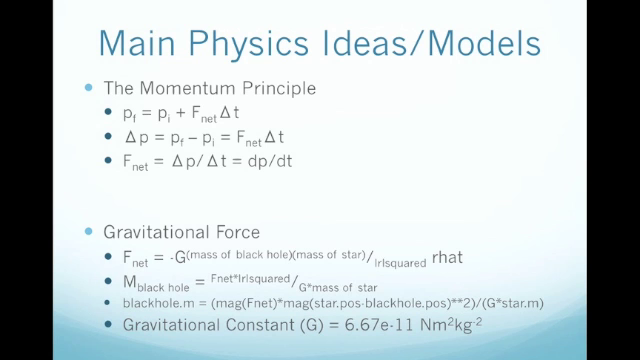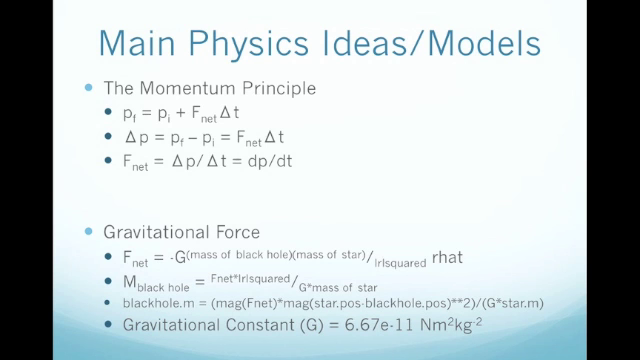There are two main ones, with the first being the momentum principle. The momentum principle in its derivative form is delta P over delta T equals F net. So the change in momentum is equal to the net force acting on an object times the duration of the interaction. This is true for a small delta T.